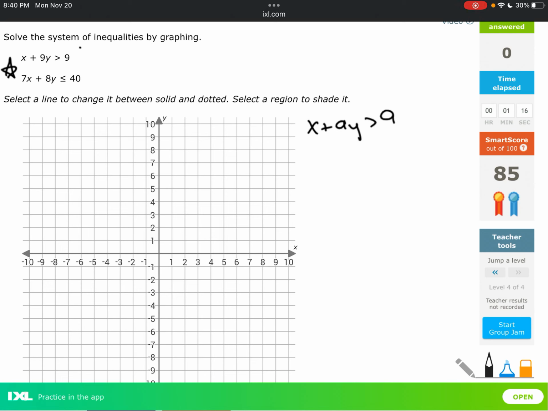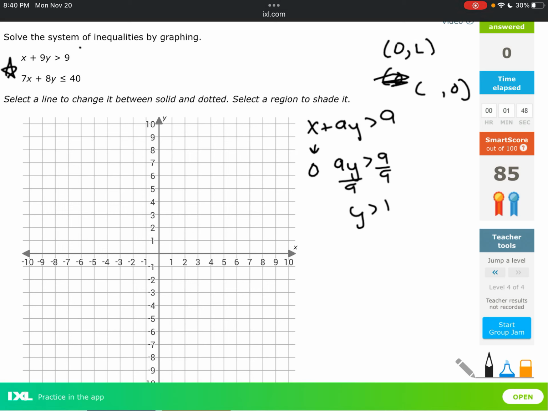So if I want to graph the intercepts, I want to find when x is equal to 0 and when y is equal to 0. So first I substitute x for 0. I get 9y is greater than 9. I'm going to divide by 9 on both sides. y is greater than 1. So when x is 0, y is 1.